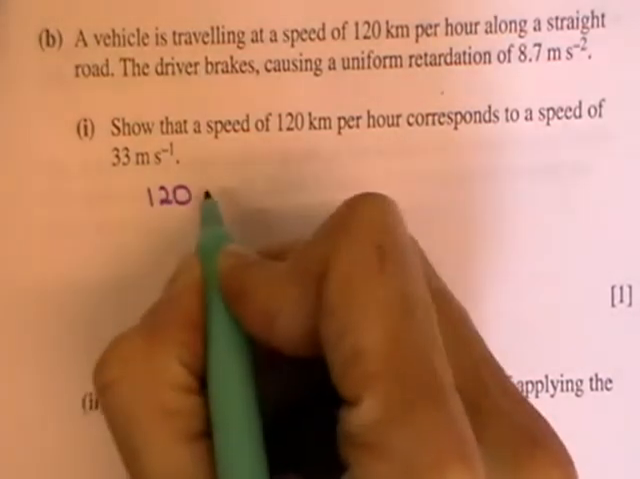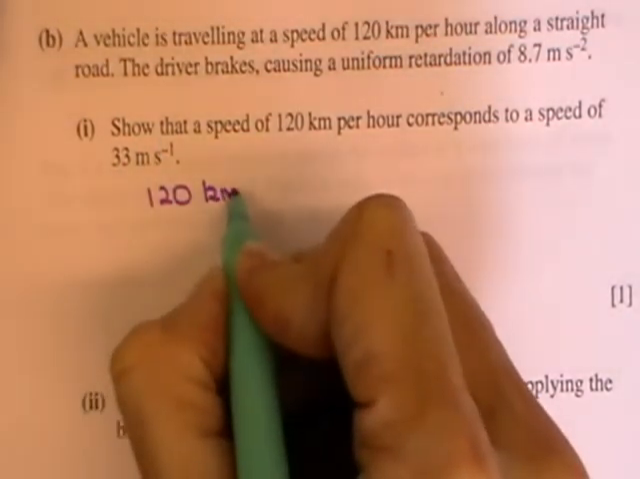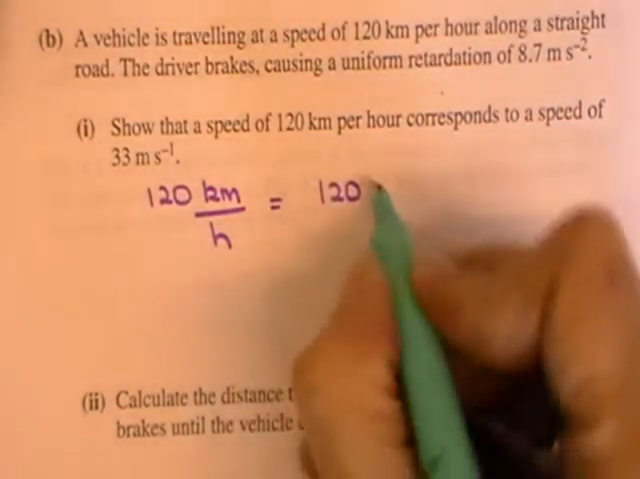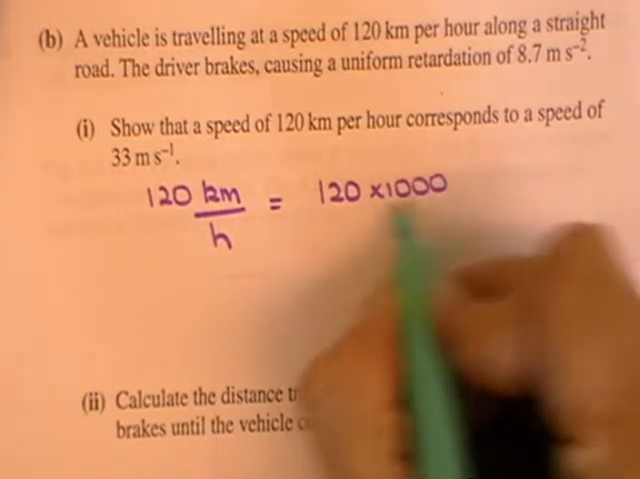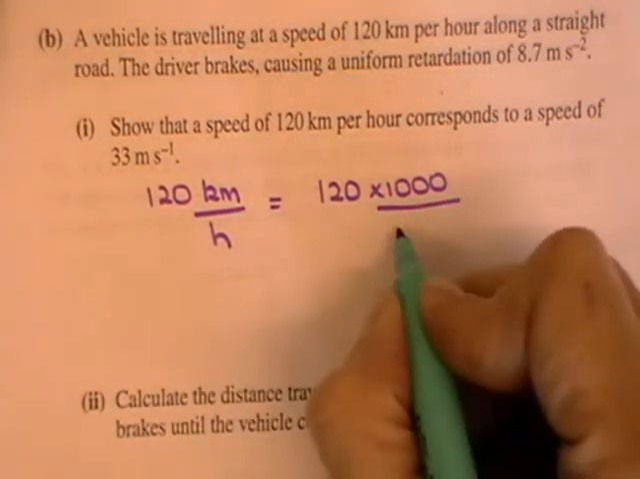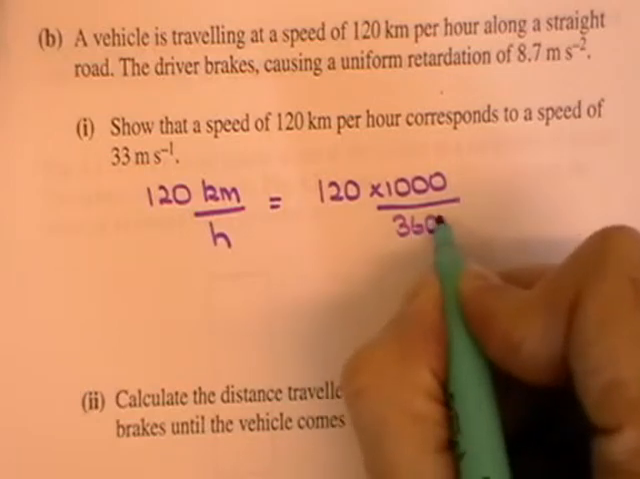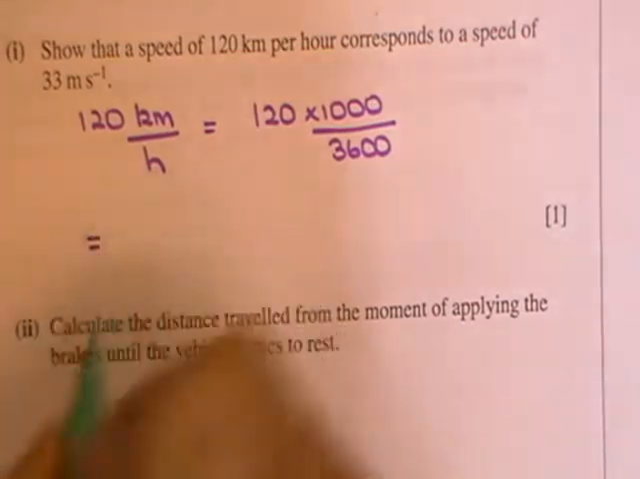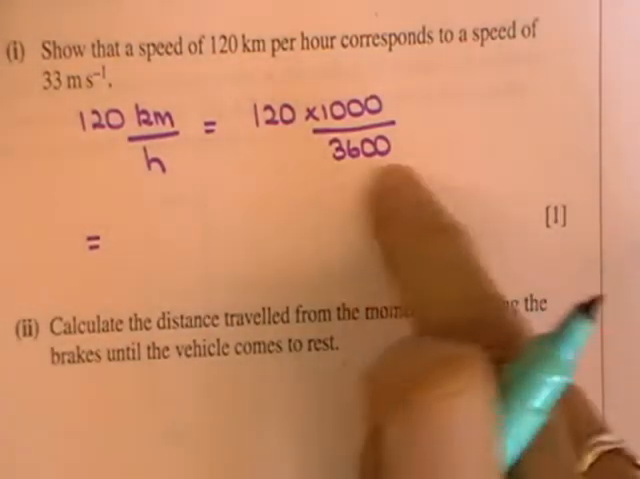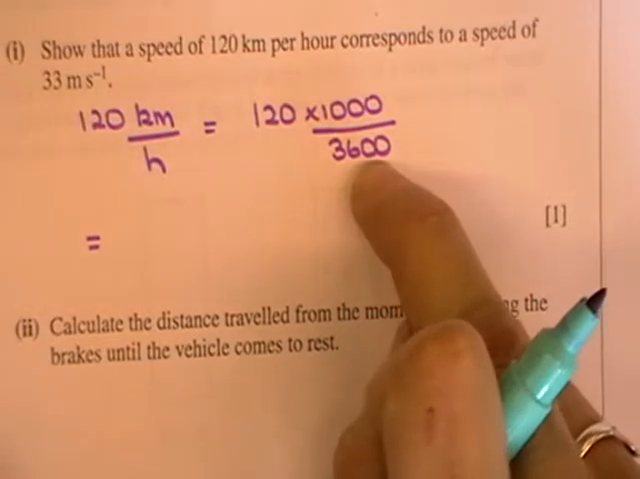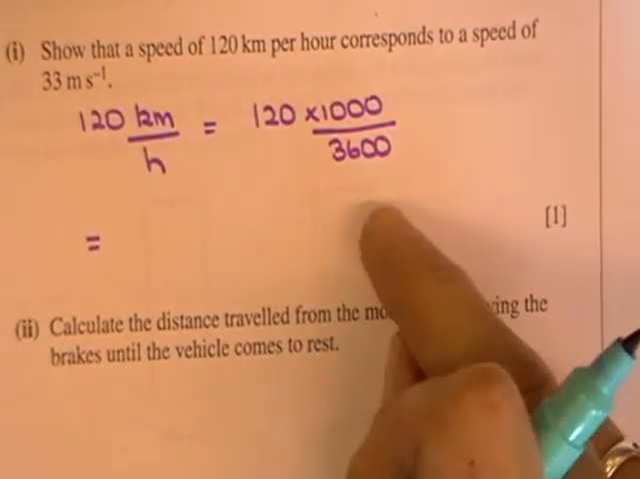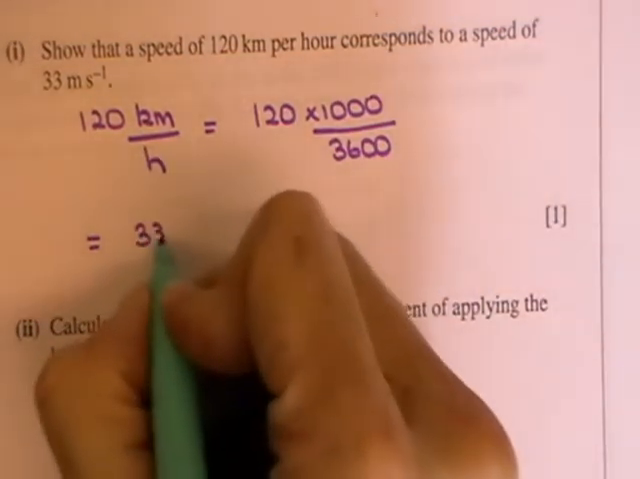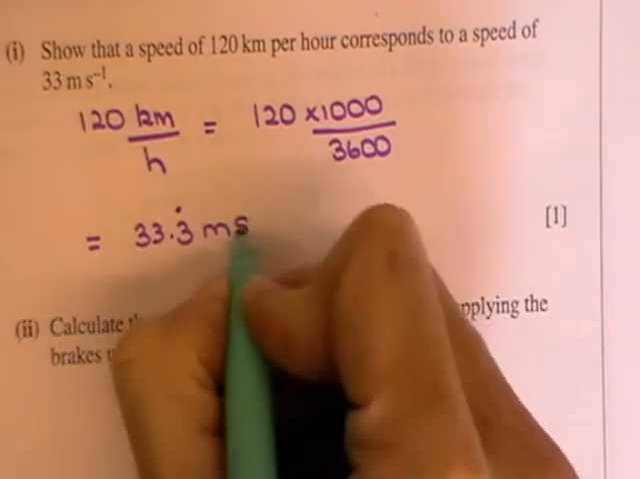So 120, now when I do this I always write kilometres over hours because it helps me to see the conversions. To convert kilometres into metres, you have to multiply by 1,000. To convert hours into seconds, you have to multiply by 3,600. And therefore there's your sum: 120 times 1,000, divided by 60 by 60, which is the number of seconds in an hour. And that will give you an answer of 33.3 repeating metres per second.